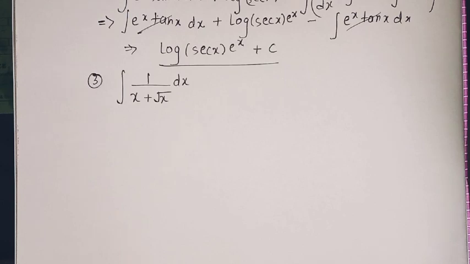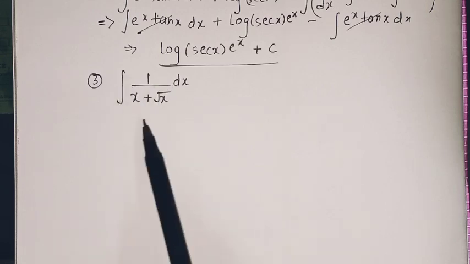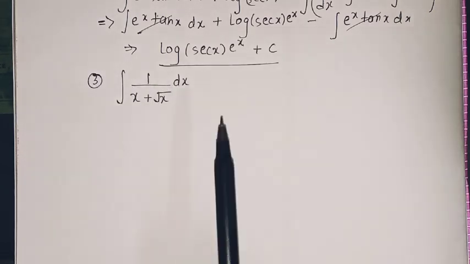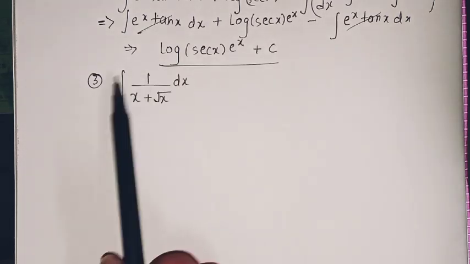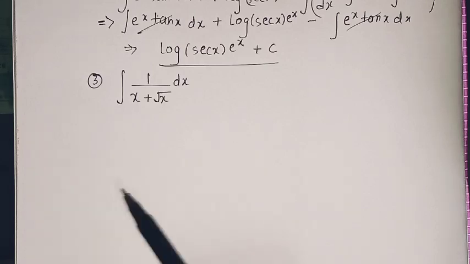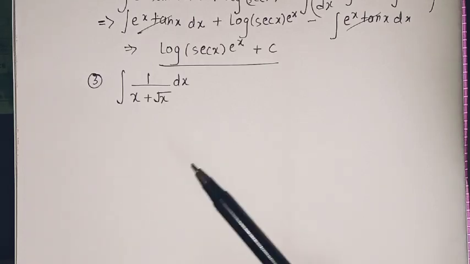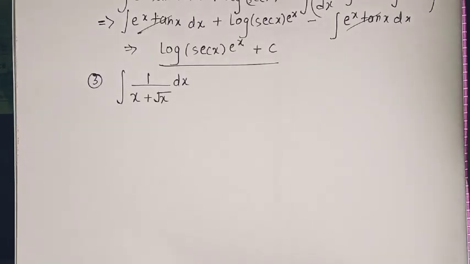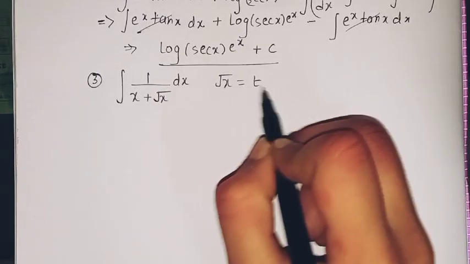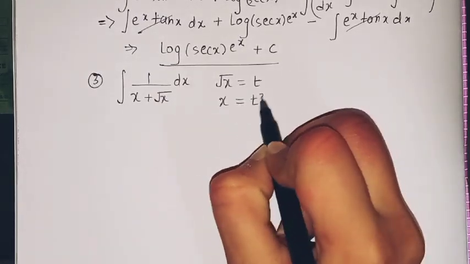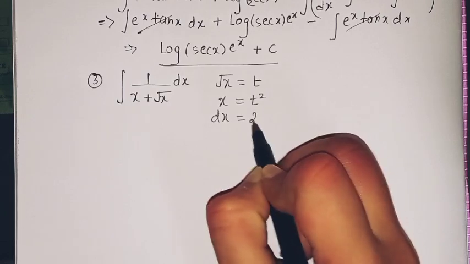Integration of 1 upon x plus root x dx. Now, don't make the mistake of directly writing the answer as log x plus root x. No, it is not possible. If you see these sort of questions wherein you think you can't do anything, these are substitution questions. You have to do substitution. I can take root x equals to t. Then squaring both sides, I'll get x equals to t square. Then differentiating, dx equals to 2t dt.